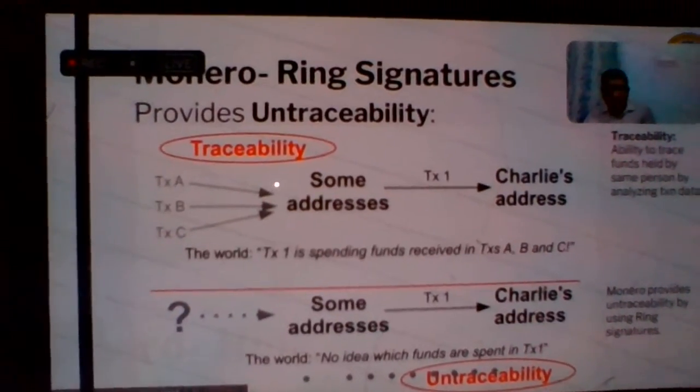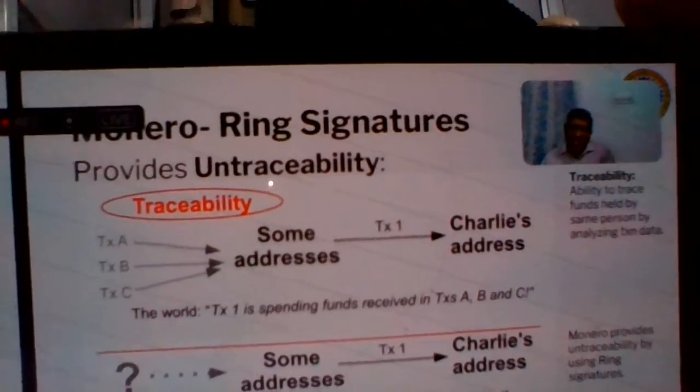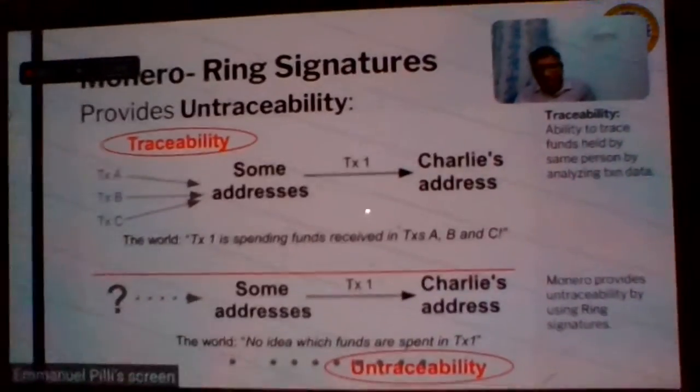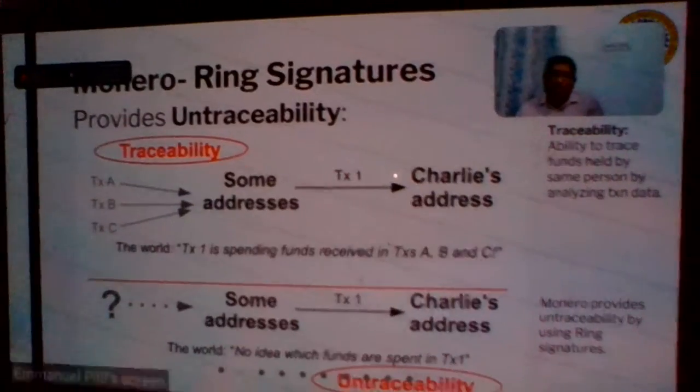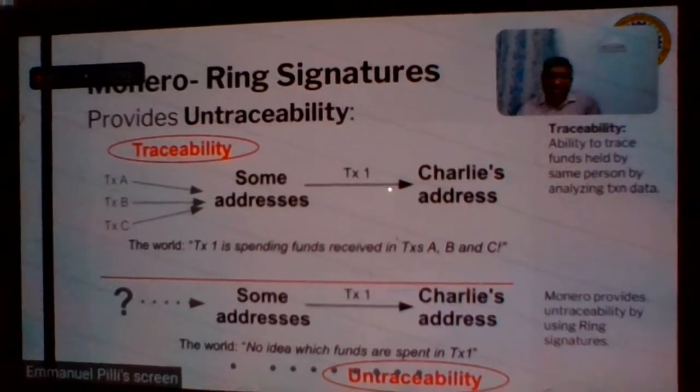But what actually happens is that all these transactions A, B and C will be multiple addresses, and then they will go to multiple addresses, and then they will go to Charlie's address. So if multiple addresses are going to multiple addresses, finally combining into transaction 1, we don't know where those transactions are coming from, so there is no traceability that can be used.